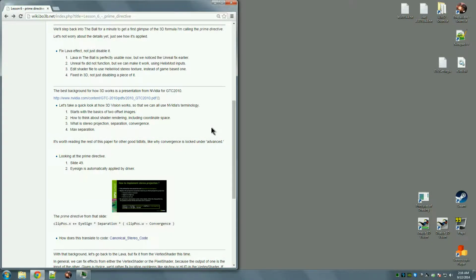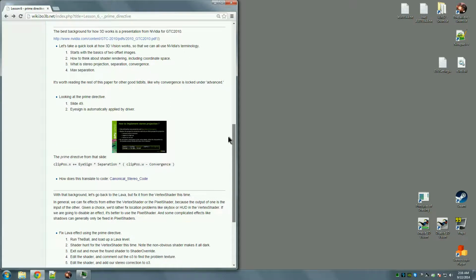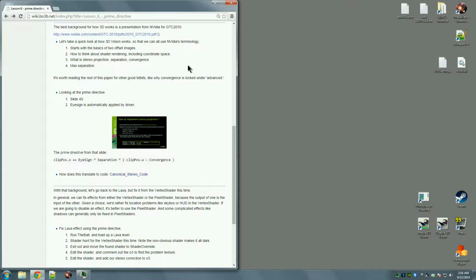Now that we've seen how the prime directive is applied within a shader to actually fix the effect at the pixel shader level, let's go ahead and dig into the guts of the prime directive a little bit to get a better background for how it all works. And this can give you some better background for how to find the right spot within a particular shader in order to fix things.